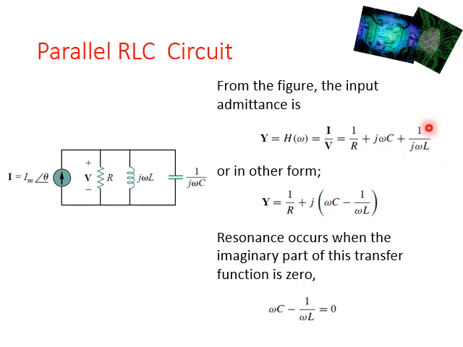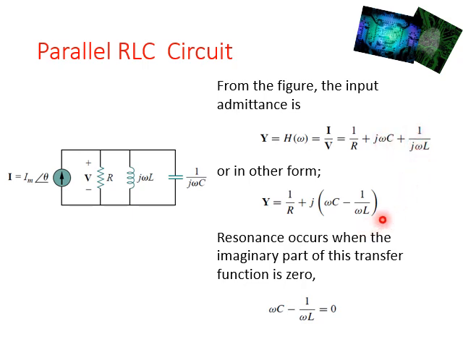As usual, this part can become negative. If we use the negative sign, we have j on the top. So you can write in this form: Y equals 1 over R, which is the real part, and the imaginary part is omega C minus 1 over omega L. This plus becomes negative when the j goes to the upper side.